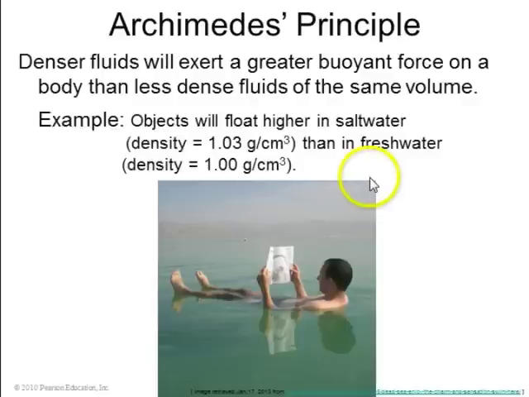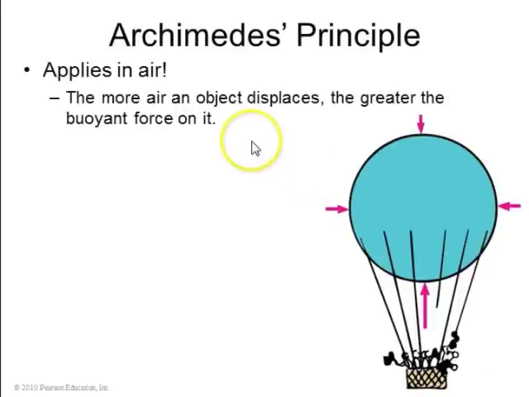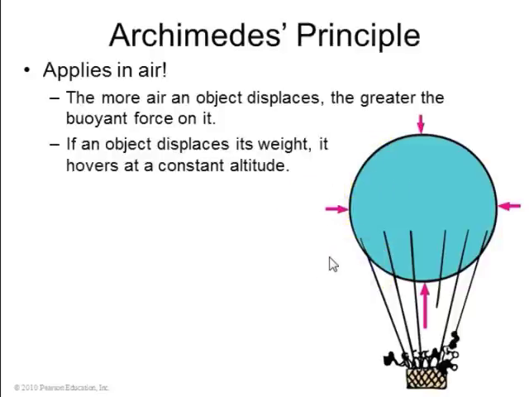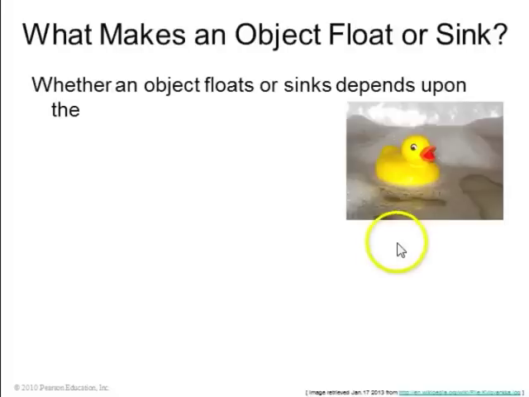Another result of Archimedes' principle is that denser fluids will exert a greater buoyant force on a body of the same volume than less dense fluids. For example, objects float higher in salt water, which has a density of 1.03 grams per centimeter cubed, than in fresh water, which has a density of 1.00. Archimedes' principle does apply in air, and we'll learn more about this in the next chapter, but the more air an object displaces, the greater the buoyancy force on it. If an object displaces its own weight, it hovers at a constant altitude. If it displaces less than its weight in air, then it descends.